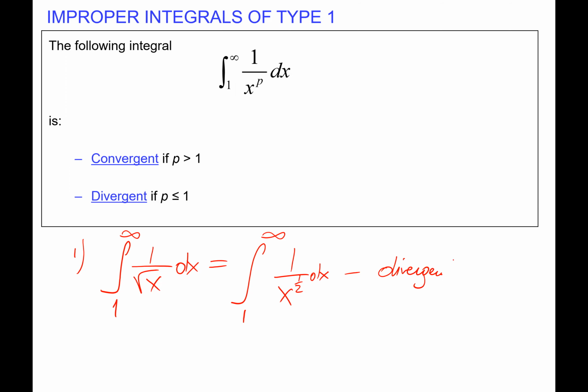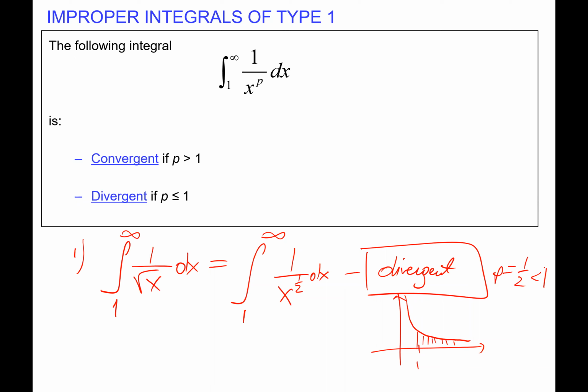Because still it's a similar function, 1 over square root of x will behave like that in the first quadrant from 1 to infinity, but that power is too small. That means the function will decrease slowly, not fast enough to get a finite number. That means this integral is divergent because p is less than 1. And respectively, we can do the other values. Really important tool.